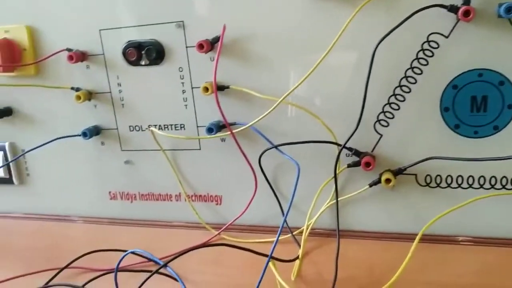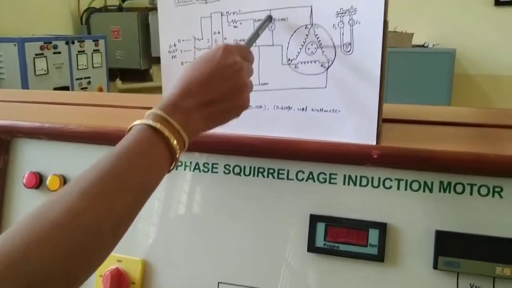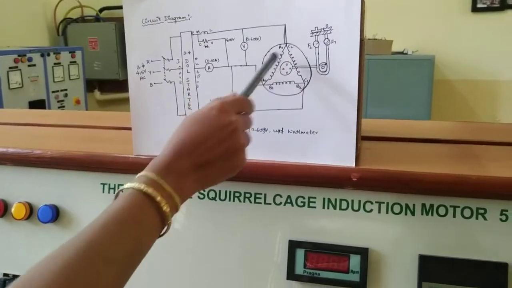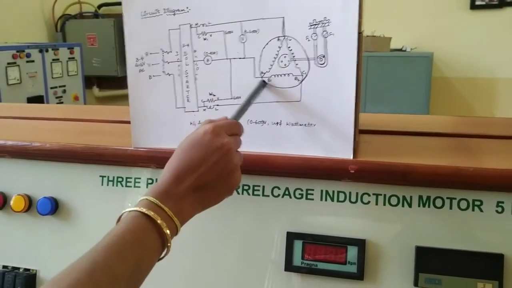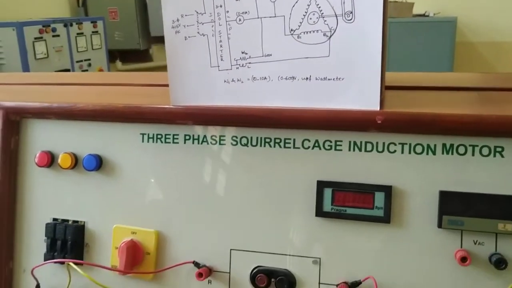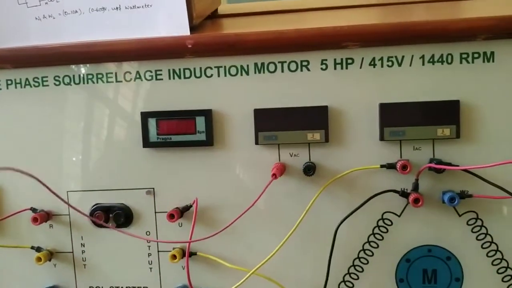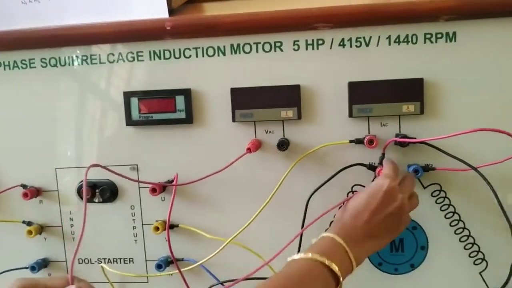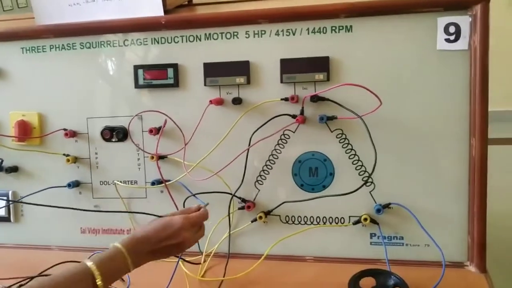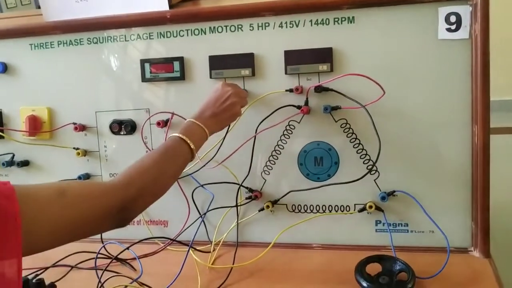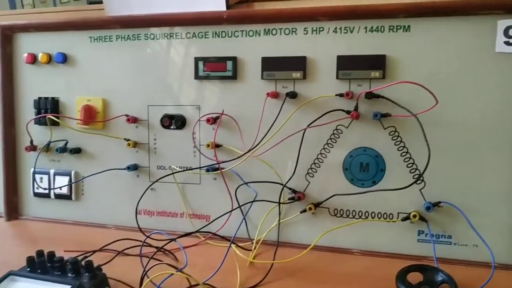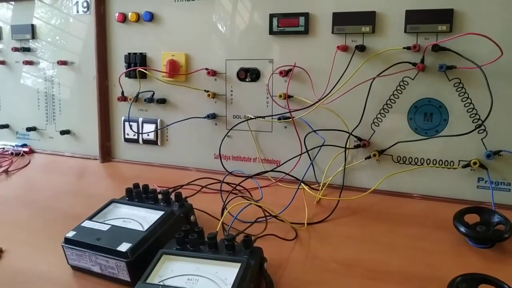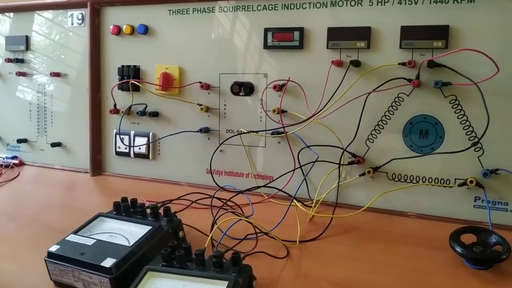Now we are left with the voltmeter. That voltmeter should be connected across these 2 points, where A1 and C2 is shorted and A2 and B1. So you can include that voltmeter at this point, and the other voltmeter at this point. So this is how we have completed the connections. Now let's conduct the experiment.